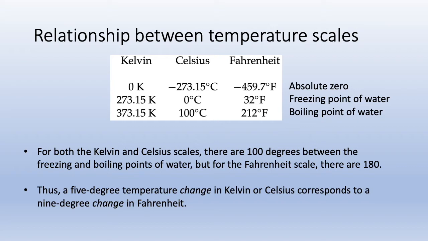So just to reiterate, there's 100 degrees between freezing and boiling for both the Kelvin and Celsius scales, but for Fahrenheit, there are 180. That implies that for a 5-degree temperature change in Kelvin or Celsius, there's a 9-degree change in Fahrenheit.